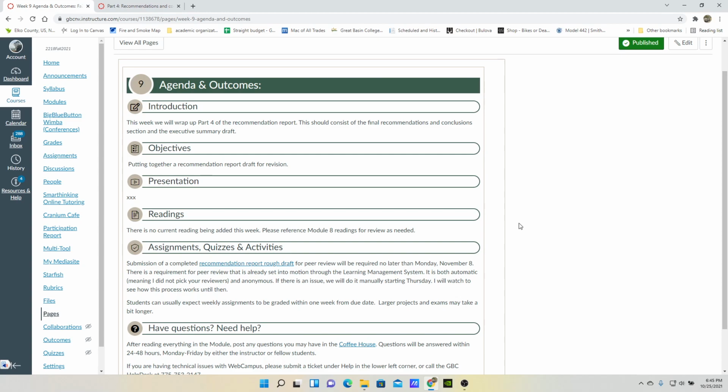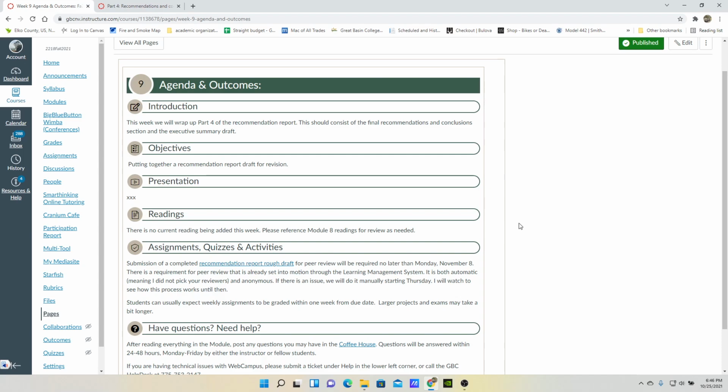So we will be wrapping up part 4 of the recommendation report, which is the conclusion. This consists of the final recommendations in the conclusion section, and also you going back and now doing the executive summary draft. We've talked about that draft in the module for part 1. You can review that in last week's module. If you remember, I put 1, 2, and 3 there. I'm not going to put all 4 of them in this week. I think I'm just going to put the 4th one for this week.